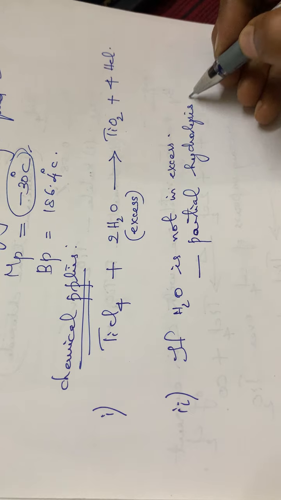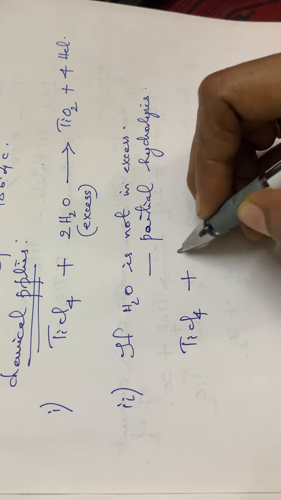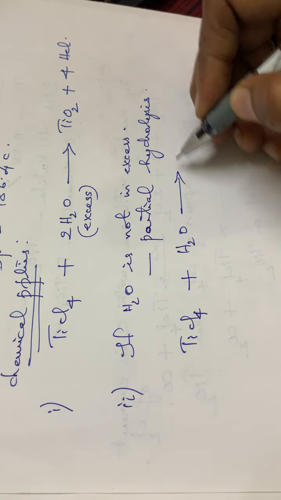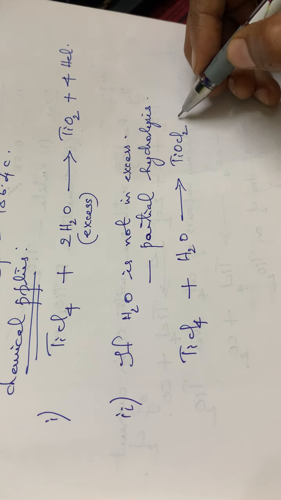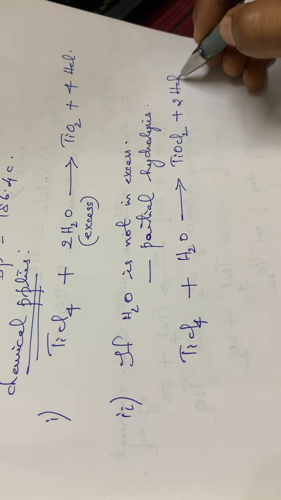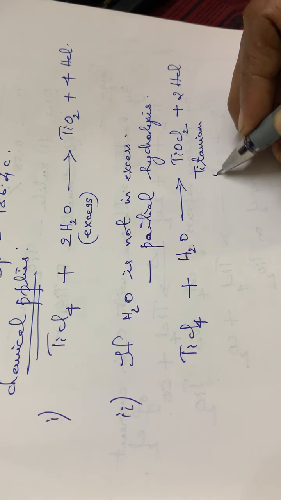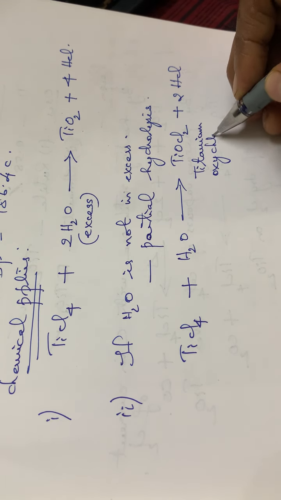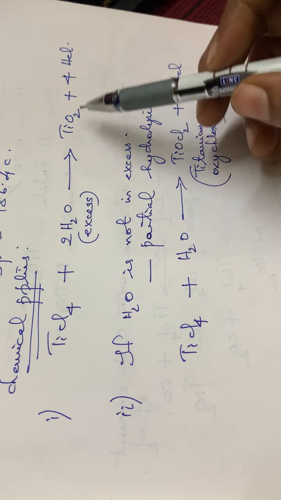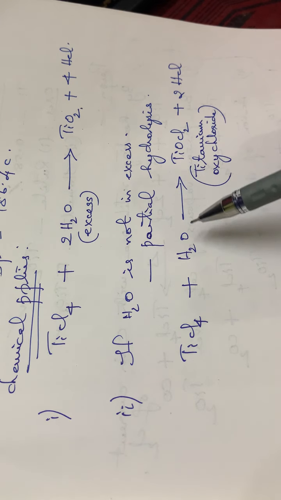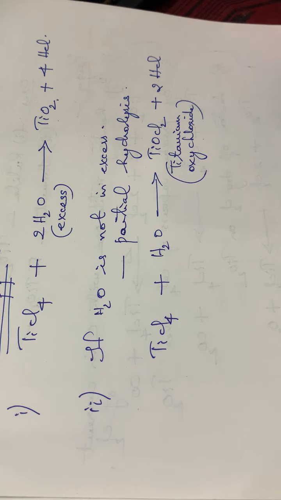takes place. So here write down the reaction: TiCl4 plus only one molecule of H2O giving TiOCl2, that is titanium oxychloride, plus 2HCl. So this is the second reaction. So two conditions. First one, if water is in excess, TiO2. If water is not in excess or a limited supply of water, titanium oxychloride will be the product.